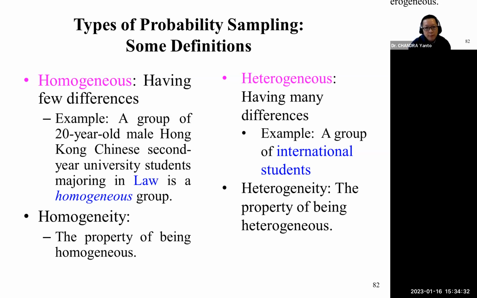Right? When you say your sample is homogeneous, then in that group they should have a lot of similarity. For example, you're studying year 2 law students, or 20-year-old Hong Kong Chinese students majoring in law, then the people in this group should be very homogeneous. And that could be very different from other groups. Let's say the group called international students who are studying in this university, right? So the group of internationals will have very different characteristics. They are different from the law students. So law students is a very specified group with specific characteristics. Heterogeneous means they have differences.